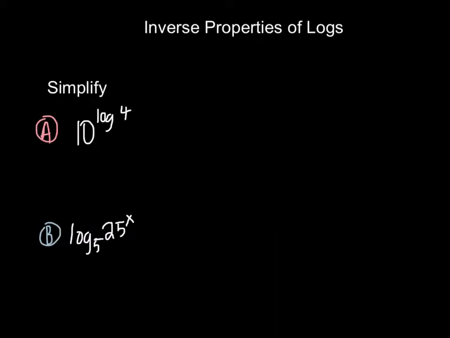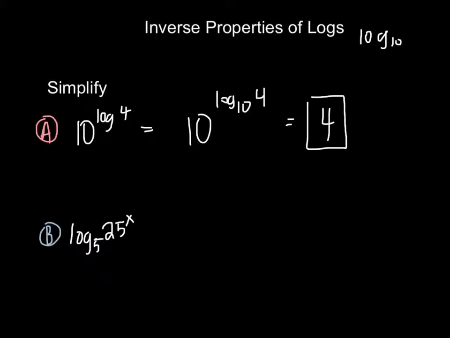So let's cover the inverse properties of logs. We're told to simplify 10 raised to the log 4. Now, when we have simply log 4 and we're not shown the base, we can assume that the log base is 10. Therefore, this is equivalent to 10 raised to the log base 10 of 4. And if we have 10 raised to the log base 10, that is equivalent to simply 4. If we have the same number as is the base of our log, these effectively cancel out.